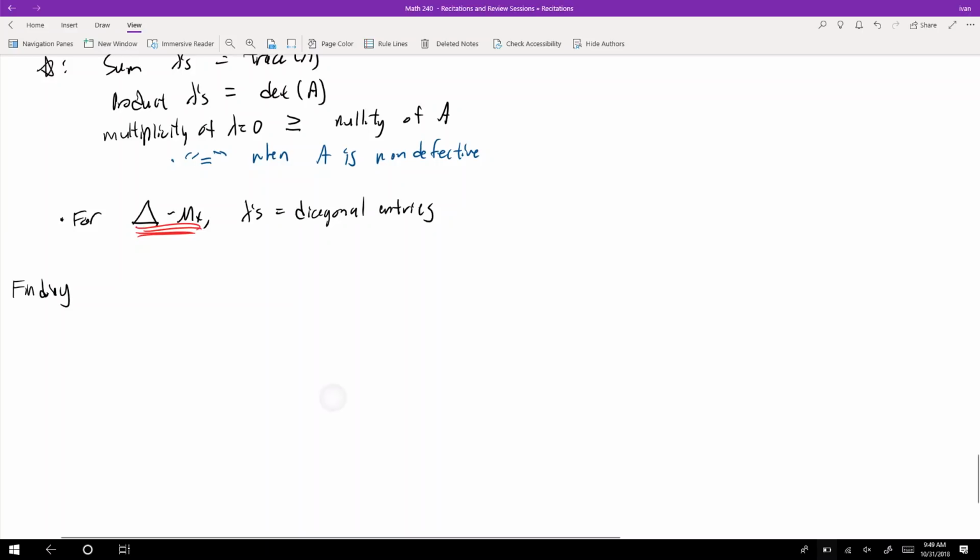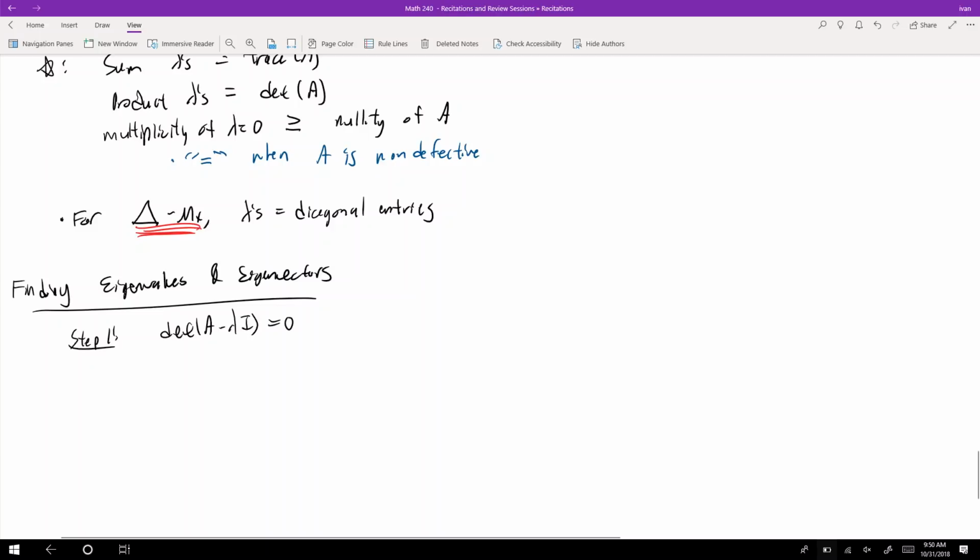Finding eigenvalues, eigenvectors. All right, we're almost at the end here. Step 1: determinant of A minus lambda I is equal to 0. This is the characteristic polynomial, and the lambdas are the roots.